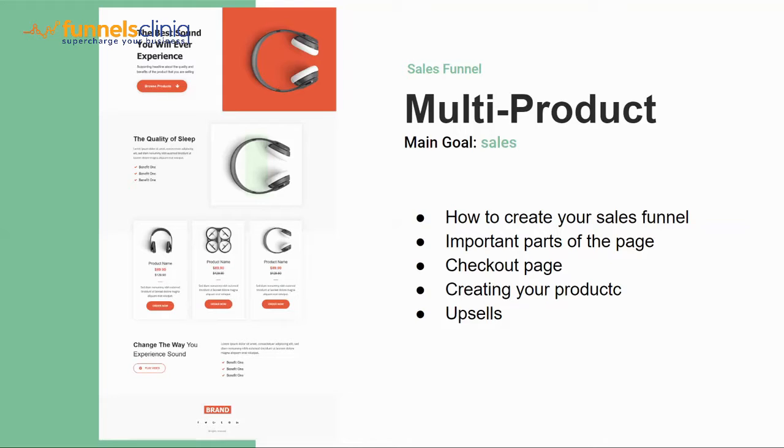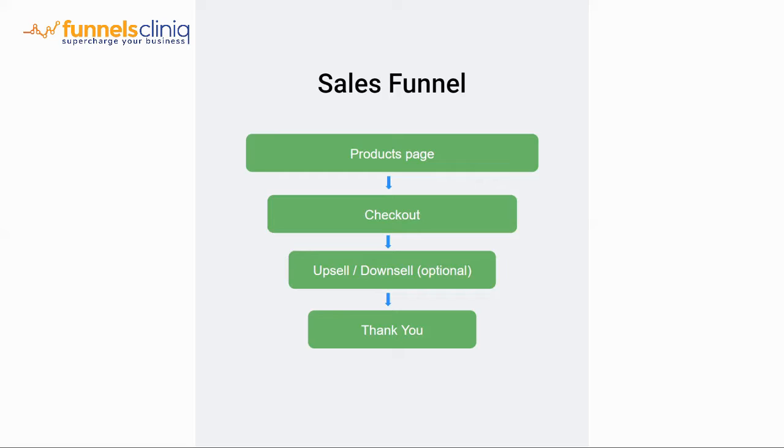What are the important parts of such a page and pages: the checkouts, creating a product, and doing some upsells as well. So the process is very simple. Again, you have the products page, the checkout page where the person will be purchasing the product, upsell and downsell, that will actually be happening on the products page when you add a product to buy, and then the thank you page for completing the whole sales funnel.